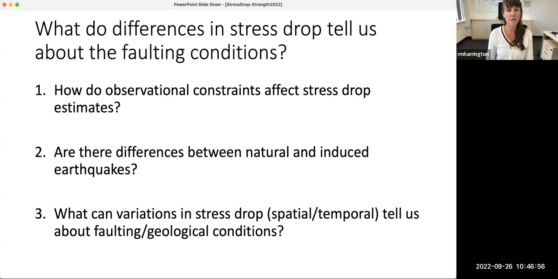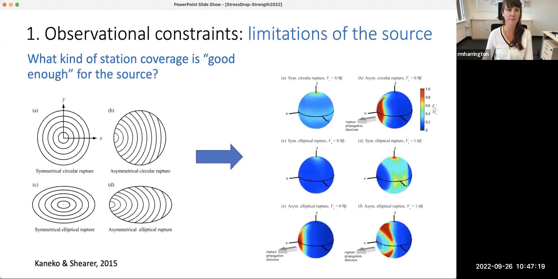And so finally, once we at least put in perspective how these observational constraints can affect our observations, then we start to ask questions about how variations in stress drop, both in space and time, can give us some clues about the geological faulting conditions under which the earthquakes occur.